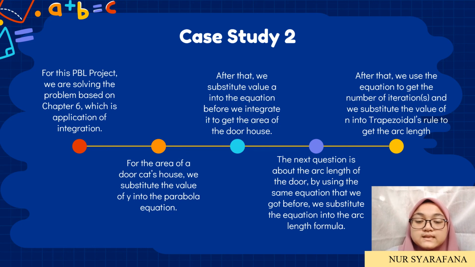By using the same equation that we got before, we substitute the equation into the arc length formula. After that, we use the equation to get the number of iterations by using the value that we got from the arc length equation. Then we substitute the value of n into the trapezoidal rule to get the arc length of the doll.